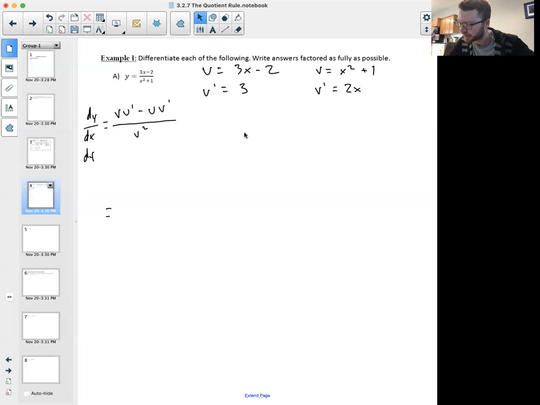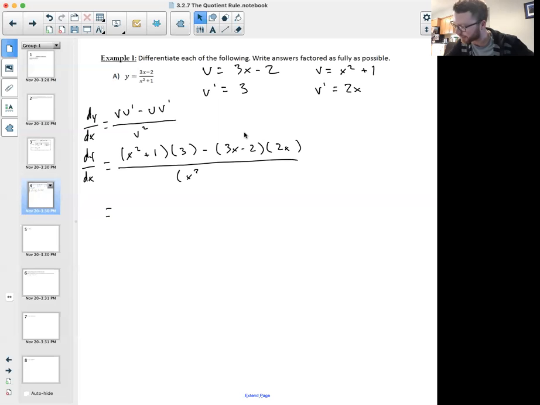So v is x squared plus 1. u prime is 3, minus u, which is 3x minus 2, and v prime is 2x, divided by v squared. I confuse myself with the v's and the u's, so I understand your confusion. Thank you for pointing that out. So x squared plus 1 squared. So v squared goes on the bottom. Very good. We found my mistake.